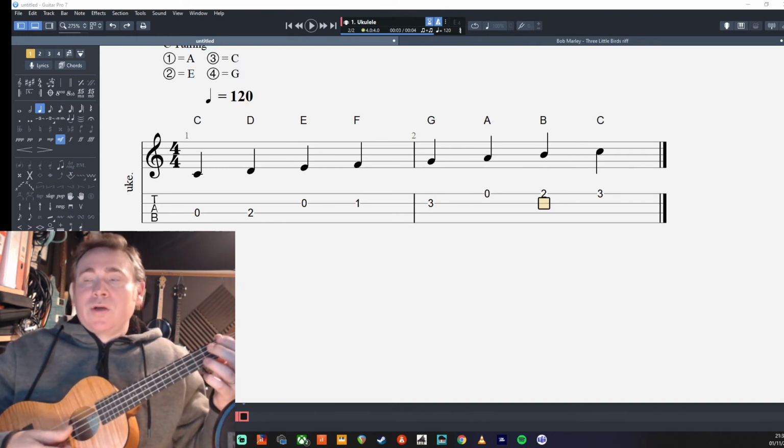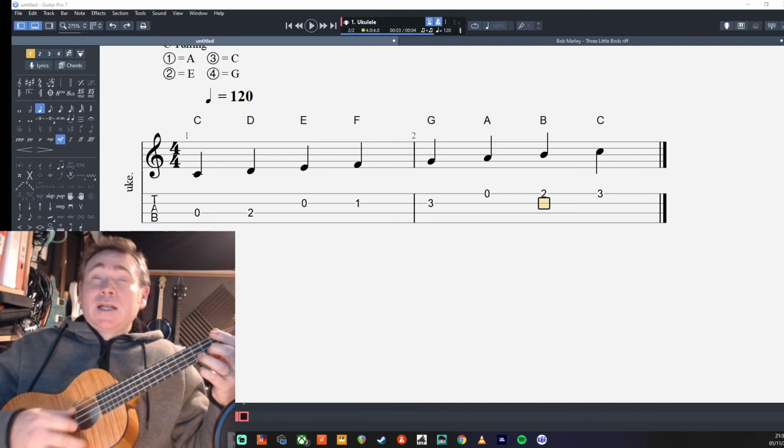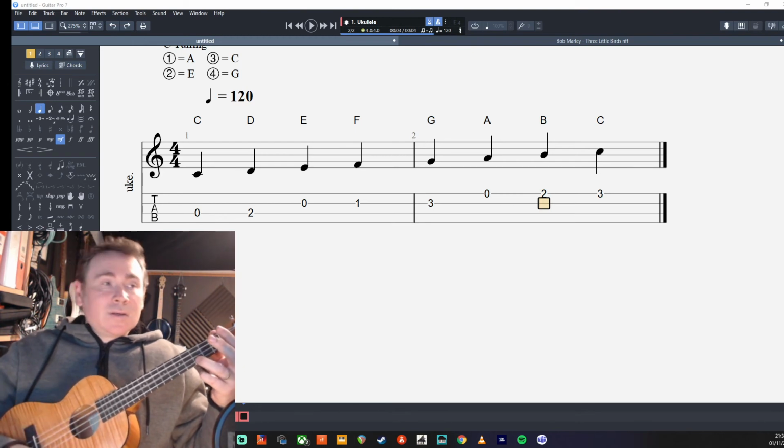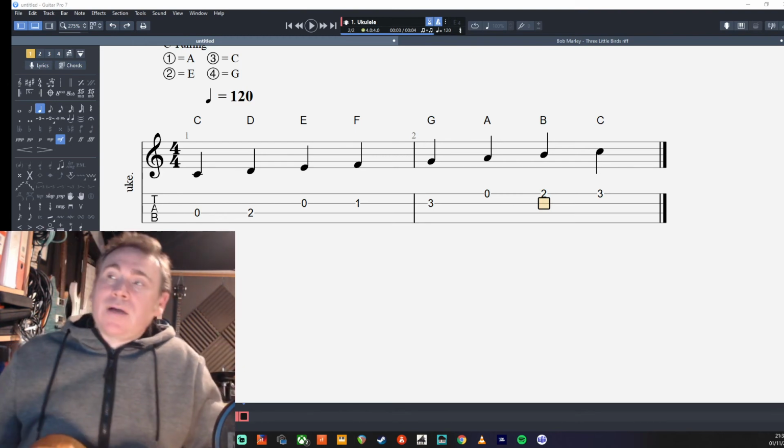So 0, 2, 0, 1, 3, 0, 2, 3, and learn them as notes: C, D, E, F, G, A, B, C. Play it backwards, ascending, descending. That'd be the best thing to do. Learn that scale, get really familiar with it.